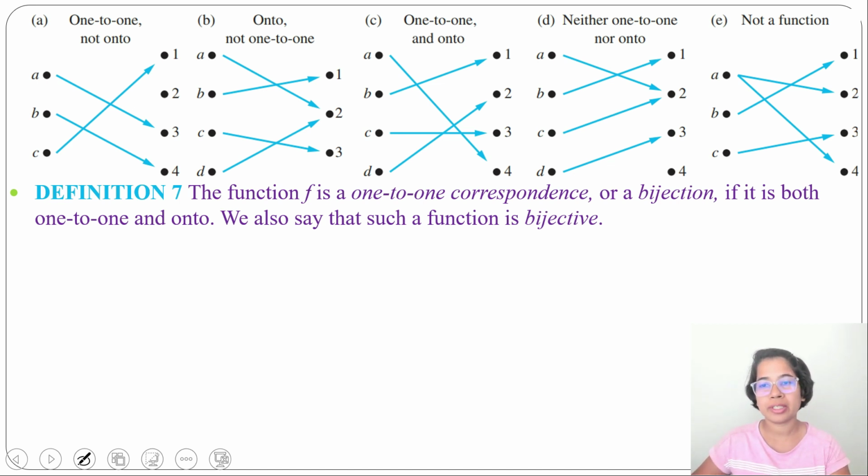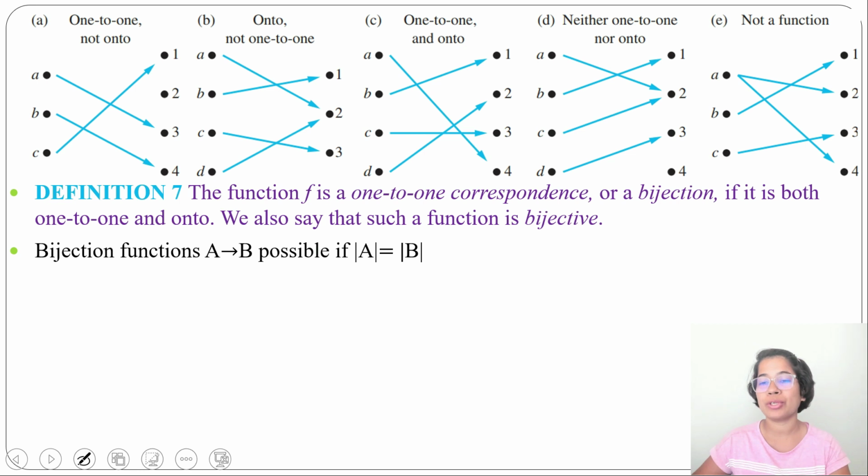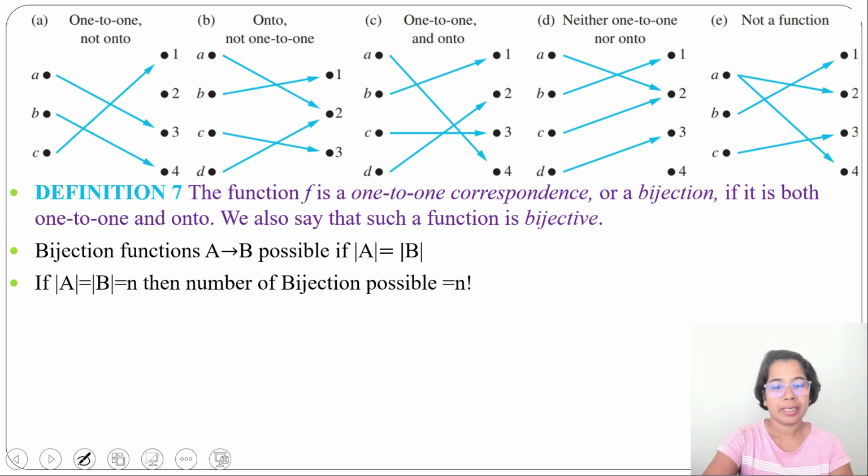A bijection function is possible if the length of A equals the length of B. If both cardinalities are the same, then only a bijection is possible. If the cardinality of A equals the cardinality of B equals n, then the number of bijection functions possible equals n factorial. I already discussed the number of one-to-one functions and onto functions in the previous lecture. Here the number of bijection functions possible is n factorial.